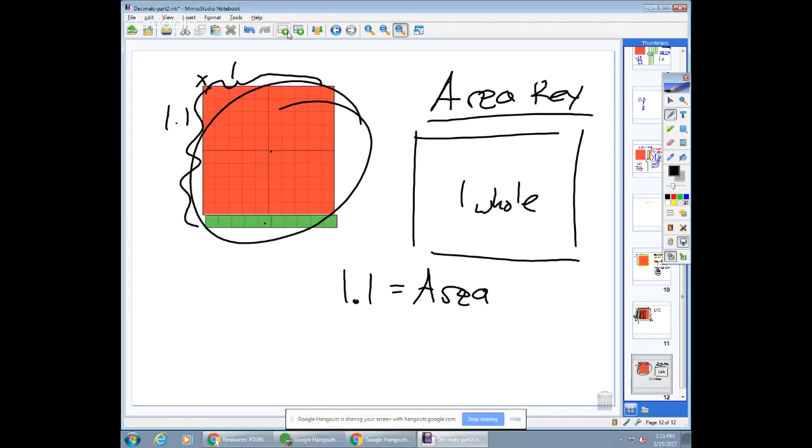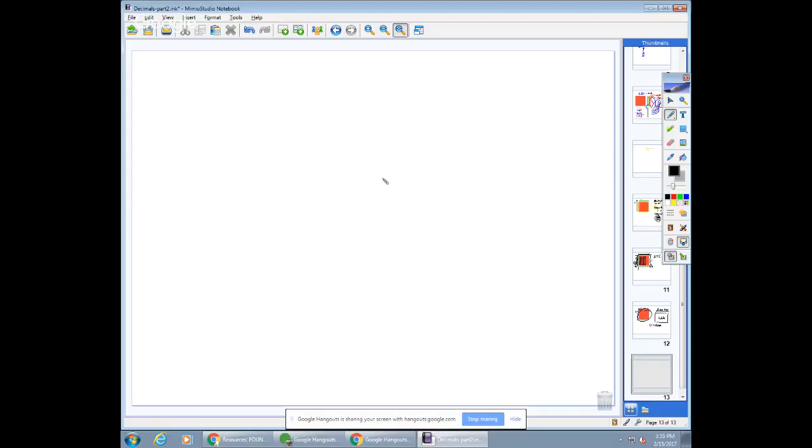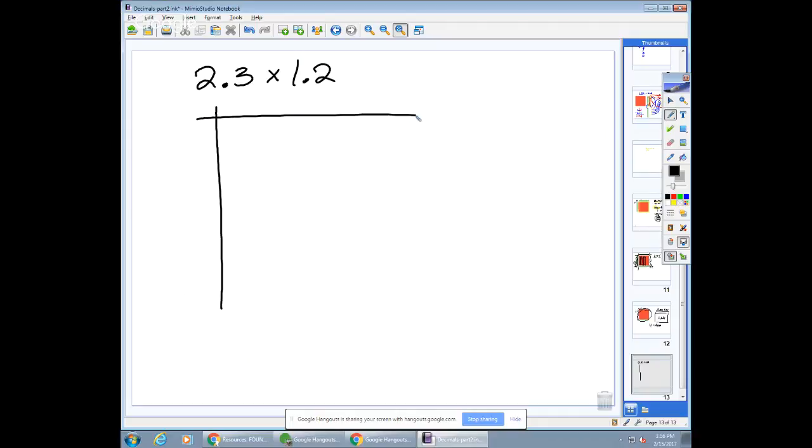Let's try a new page. Let's go 2 and 3/10 times 1 and 2/10. So we have to build a region. We have to decide which is the base and which is the height. Usually I take the first number to be a base, but not always. So I want to go 2.3 this way and 1.2 this way, say.